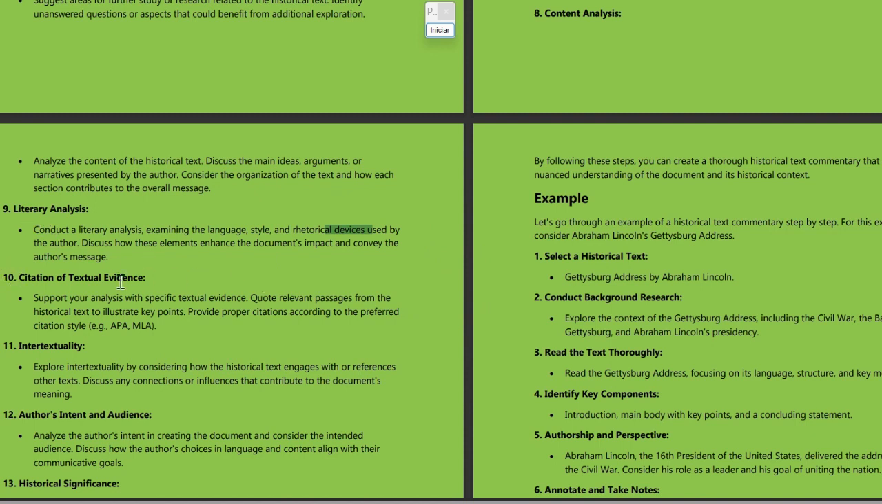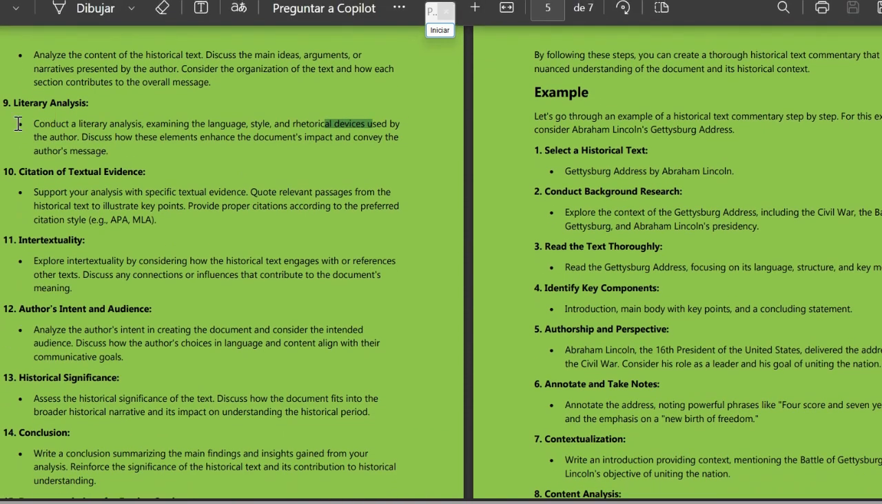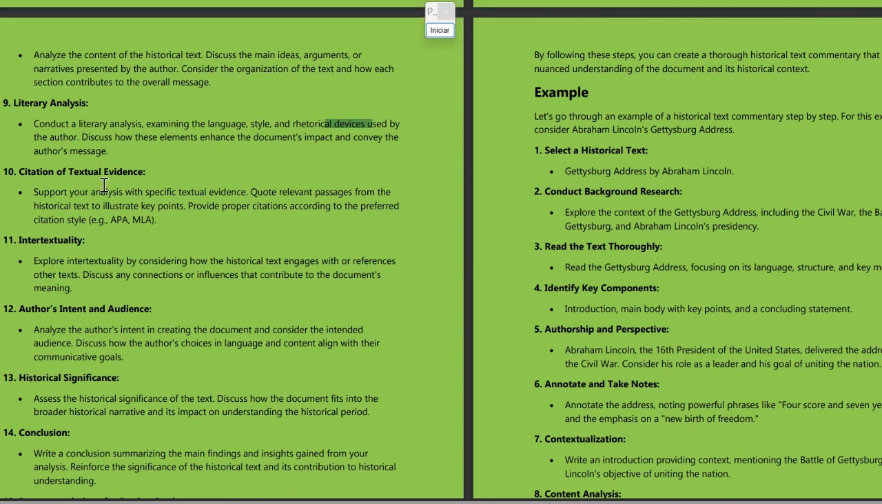Number 10, citation of textual evidence. This is using, you will remember, like monographs and other projects, because in this case we'll be using citation styles like APA, MLA.